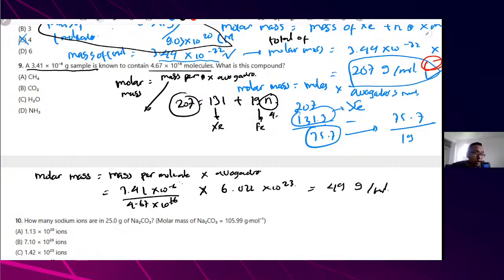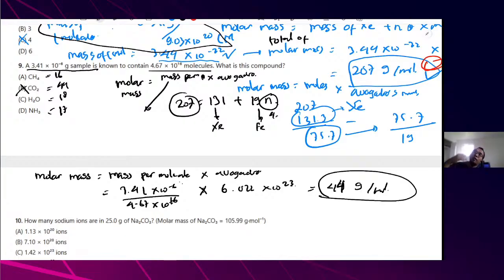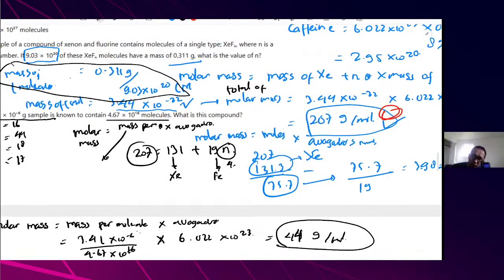No, we need to match up. This one is molar mass, okay, 44. So we need to match up. This one is 16, this one is 12, this one is 44, this one is 18, this one is 17. So it should be this one, CO2. Remember, we need to determine mass per molecule. If we are asked about mass, the mass should be the top one, like the previous one, not the bottom one.